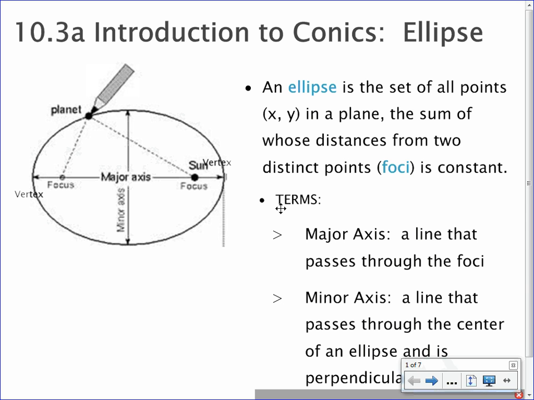What does this look like? A circle. A circle is a special ellipse, and we will talk about how to determine when you actually have a circle. What's going to be true about the major and minor axes? They will be the same, as opposed to one being longer than the other.